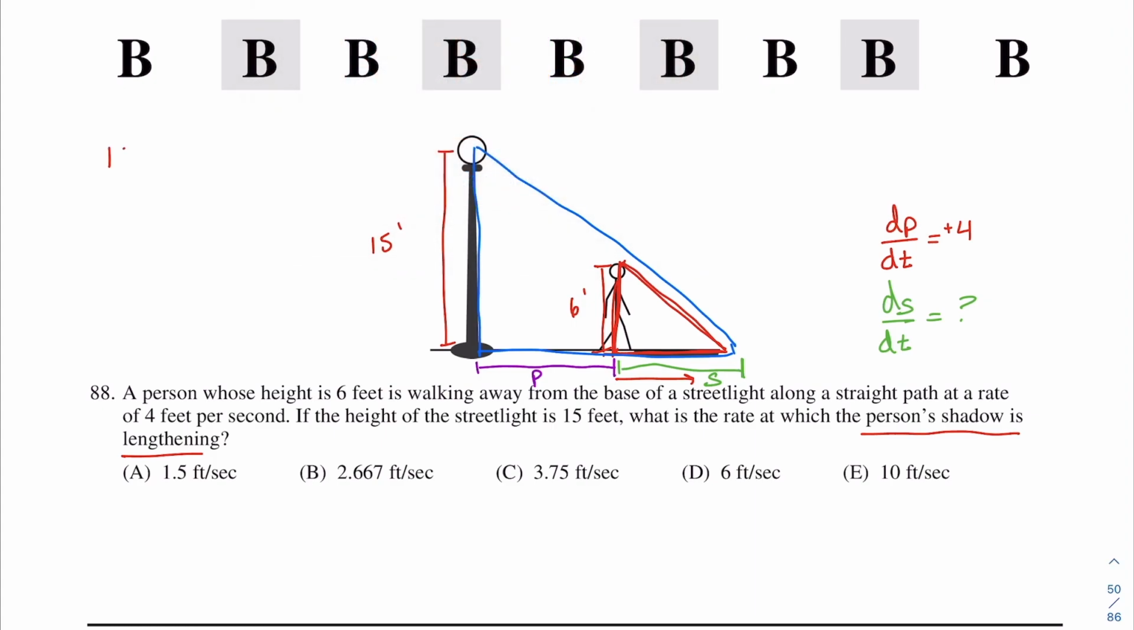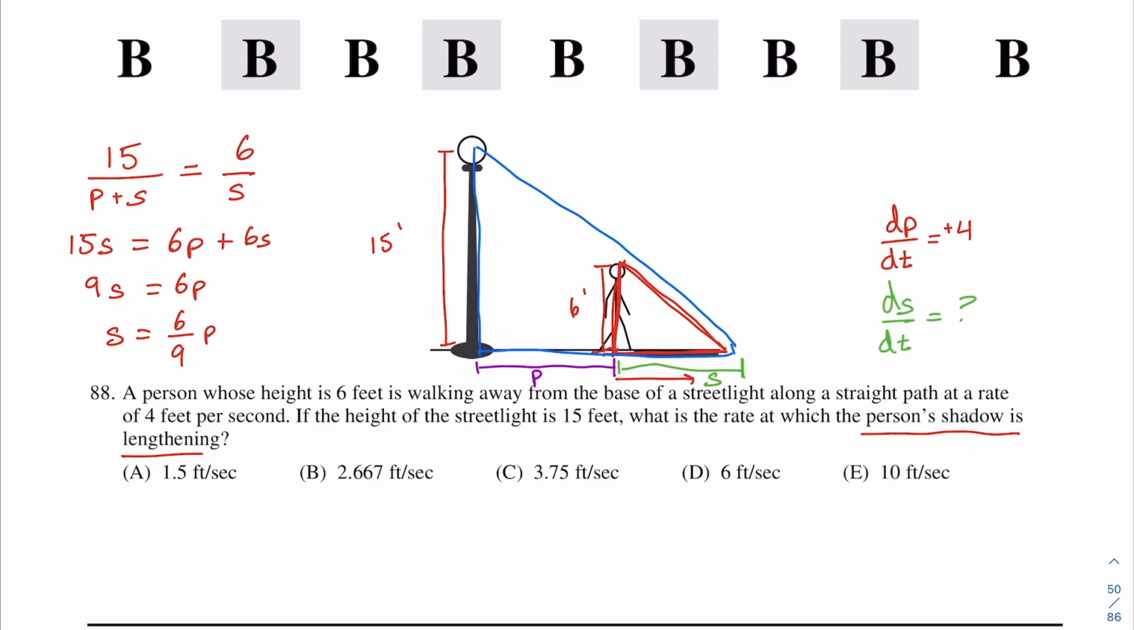So it's 15 over the base, which the base for the 15 triangle is where the person is plus the length of the shadow, P plus S. And this is equal to the height of the person, which is 6, over that shadow, which is S. And if I just multiply this across, I get 15S is equal to 6P plus 6S, which simplifies a little bit. We get 9S is equal to 6P. S is equal to 6 over 9 P. And so that gives us a relationship.